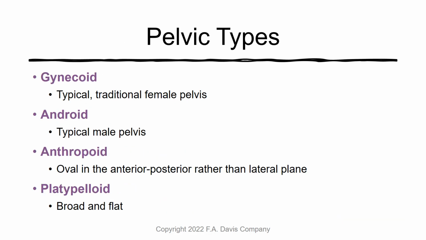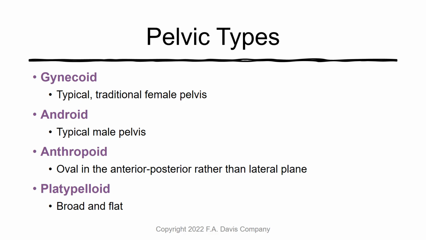Pelvic types. So there are 4 different types of basic bony pelvises, and we're going to just mention these briefly. So gynecoid, this is your typical traditional pelvis. This is what is best suited for childbirth, okay? Android resembles a male pelvis and is heart or triangle shaped. This type of pelvis can cause difficulty during fetal descent.